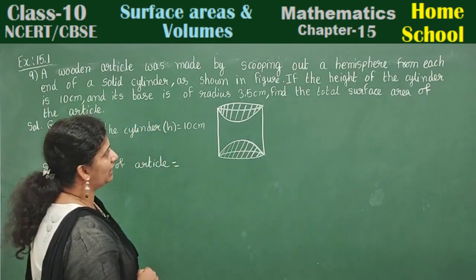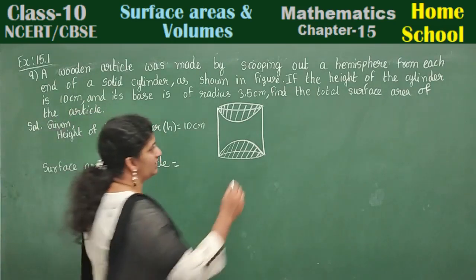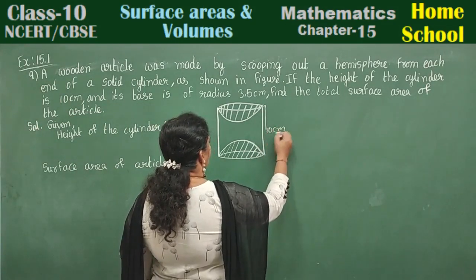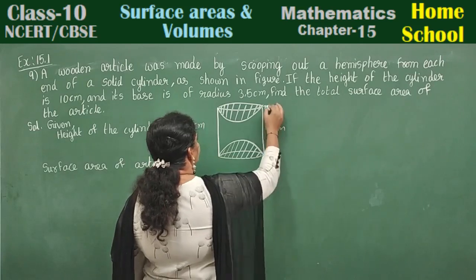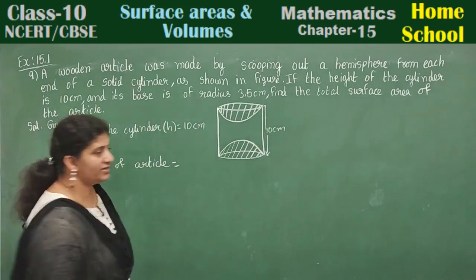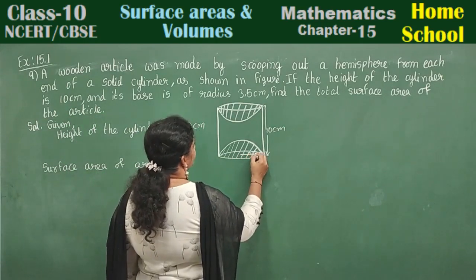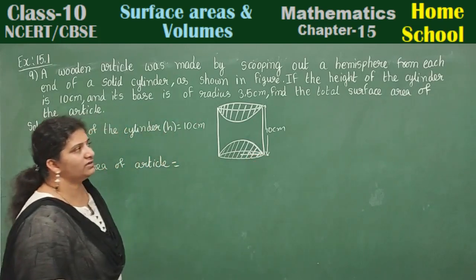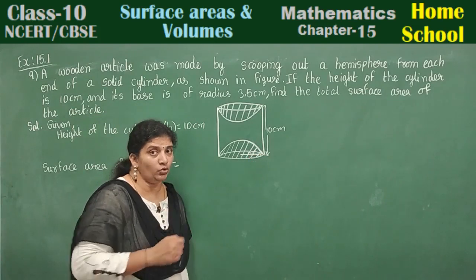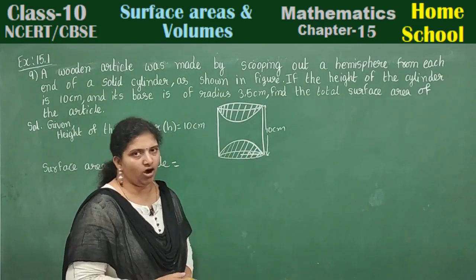Let's read completely. If the height of the cylinder is 10 centimeters, from here to here, height of the cylinder that is 10 centimeters and its base is of radius 3.5 centimeters. Find the total surface area of the article so formed by scooping out two hemispheres, one from the top and one from the bottom.